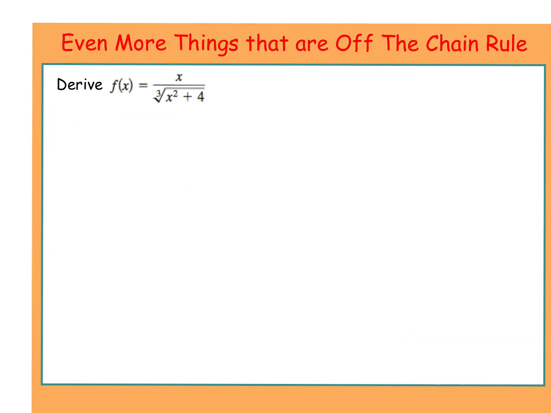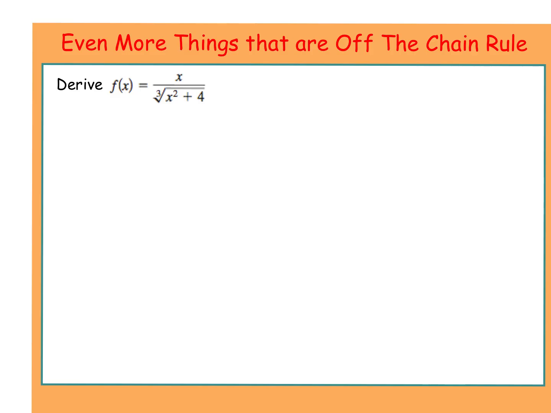Let's look at this next one. So now we have f of x is equal to x over the cube root of x squared plus 4. So could we use the quotient rule? I think we could. You could. However, I'm going to tell you it gets really disgusting. If you're actually really good at algebra, maybe you could do the quotient rule. However, I would venture away from the quotient rule on this one.